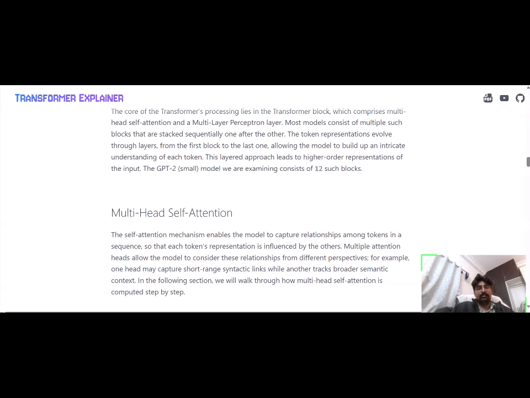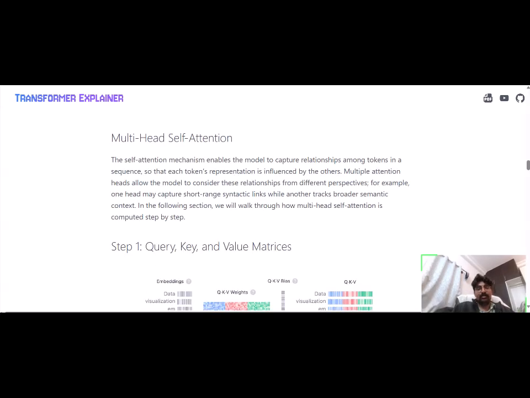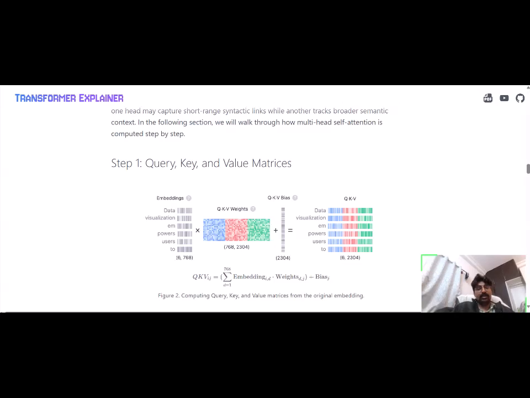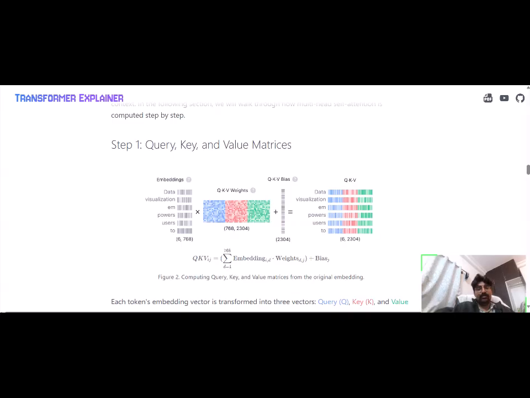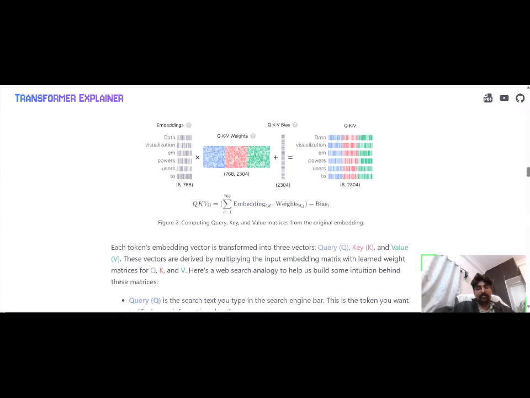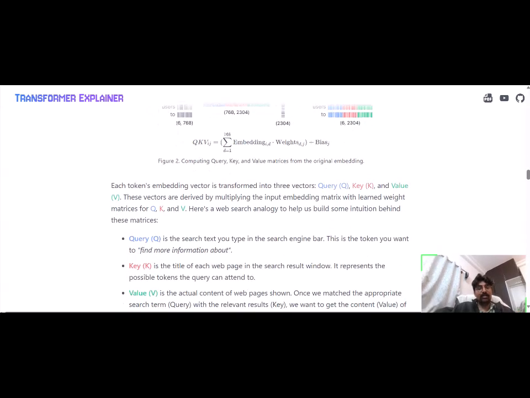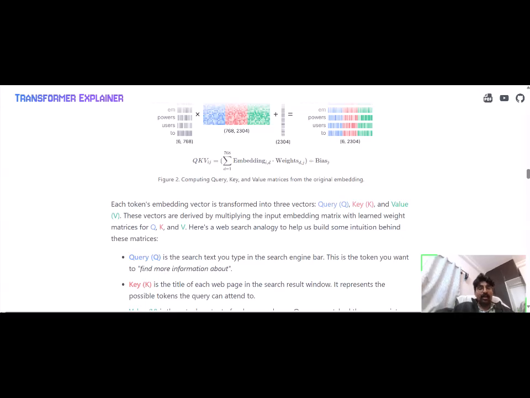So I already explained about the transformer block. The transformer block has multi-head self-attention, in which each step has the query matrix, key matrix and value matrix. Finally, by computing these, we get the output KQ matrix, and this weight matrix is a learnable parameter. This weight matrix is generally what is learned here.